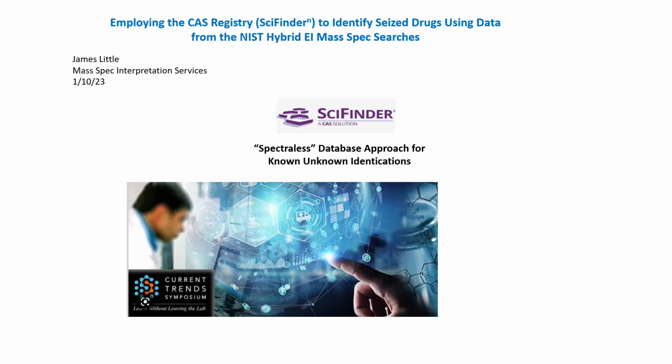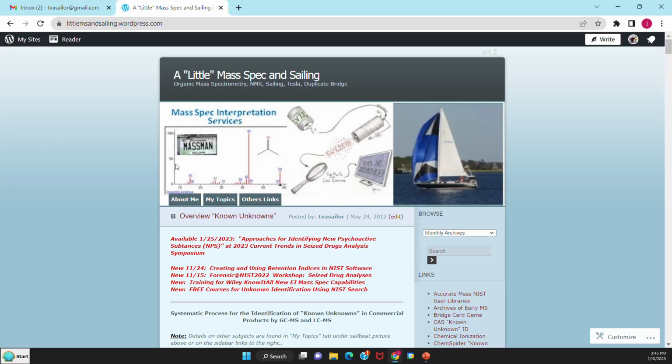Good morning. This video will demonstrate how one would employ the CAS registry, and in particular SciFinder, to identify seized drugs using data obtained from the NIST hybrid EI mass spec search. This current video is a resource that I'm using from another talk that I gave recently, entitled Approaches for Identifying New Psychoactive Substances, NPSs, at the 2023 Current Trends in Seized Drug Analysis Symposium.